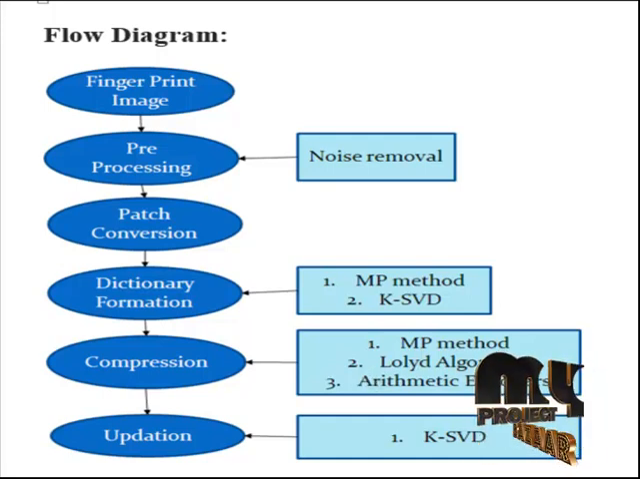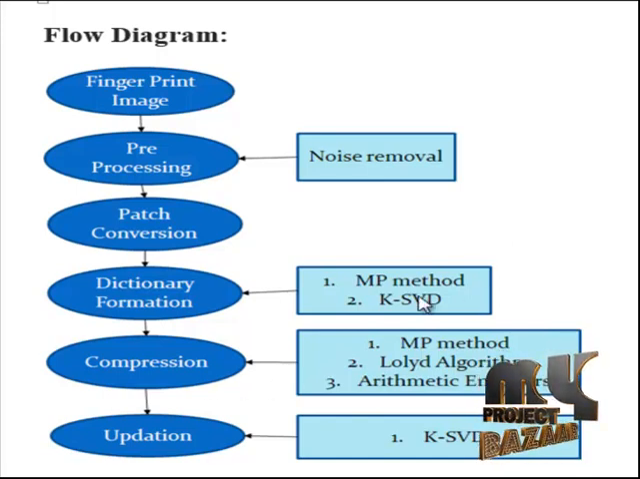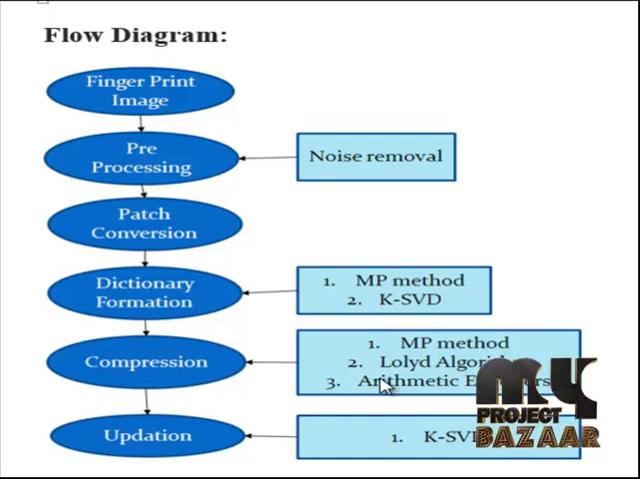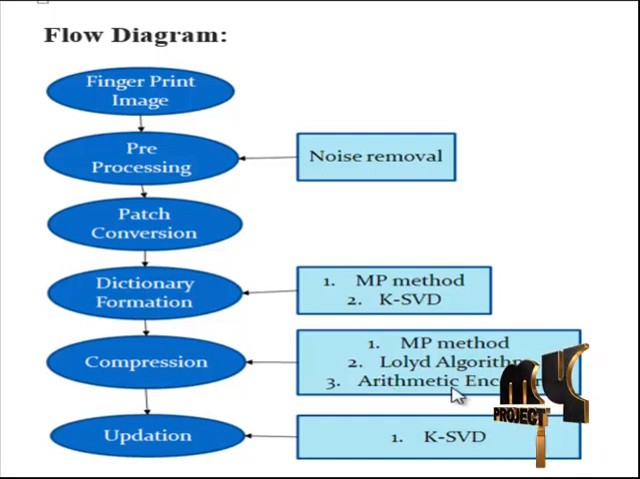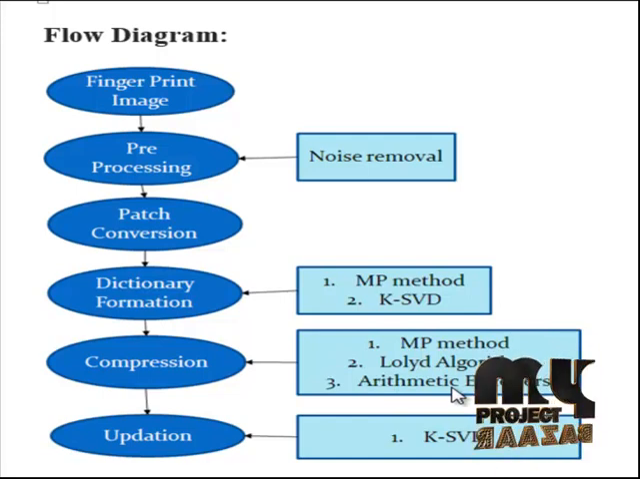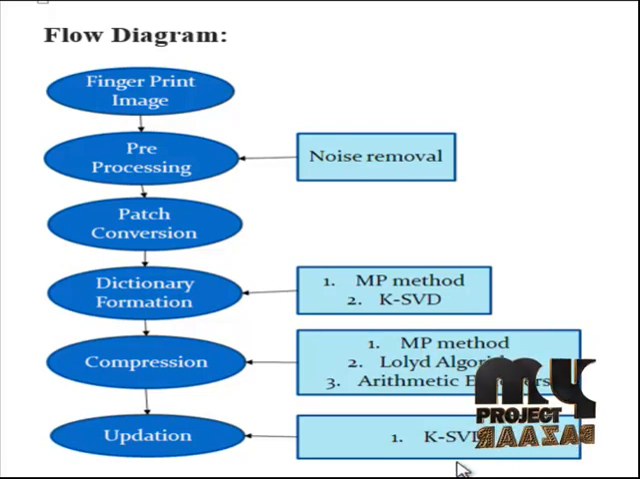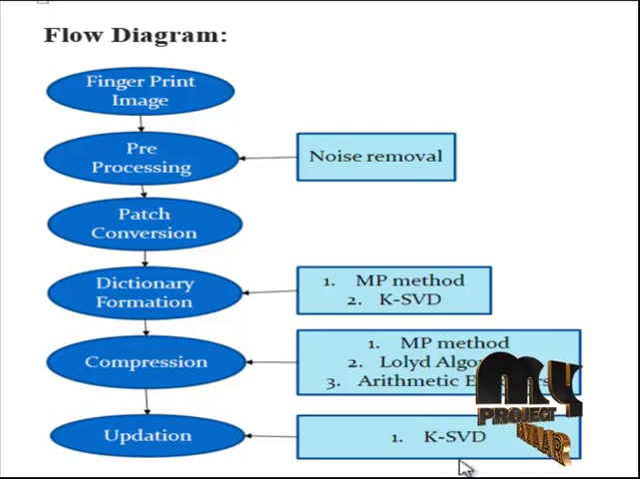Next, the atom number of each patch, the index values and the mean value of each patch are estimated. Finally, all values will be coded using arithmetic coding, which is a form of entropy coding used in lossless data compression. Normally, a string of characters such as the words hello there is represented using a fixed number of bits per character. Finally, the updating of the dictionary will be performed by the K-SVD, kernel singular value decomposition algorithm. Finally, all coded values will be updated based on the compressed stream using the SVD algorithm.